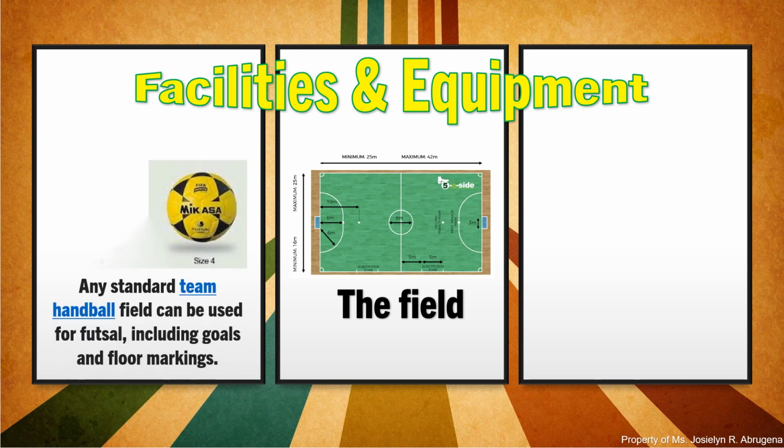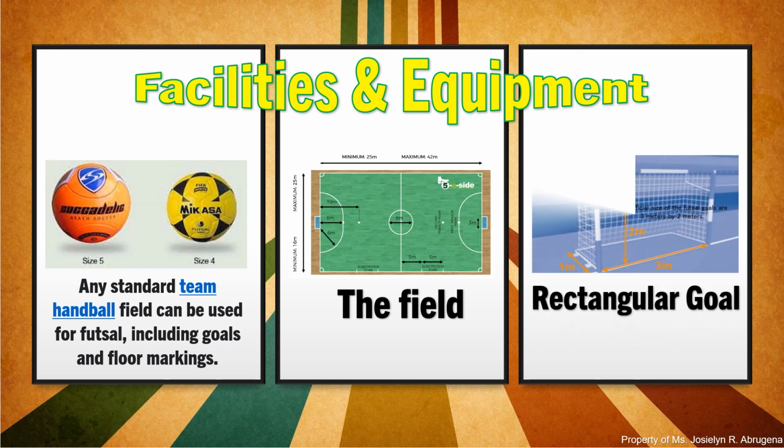Any standard team handball field can be used for futsal, including goals and floor markings. A rectangular goal is positioned at the middle of each goal line. The inner edges of the vertical goal posts must be 3 m, 9.8 feet, apart, and the lower edge of the horizontal crossbar supported by the goal posts must be 2 m, 6.6 feet, above the ground.